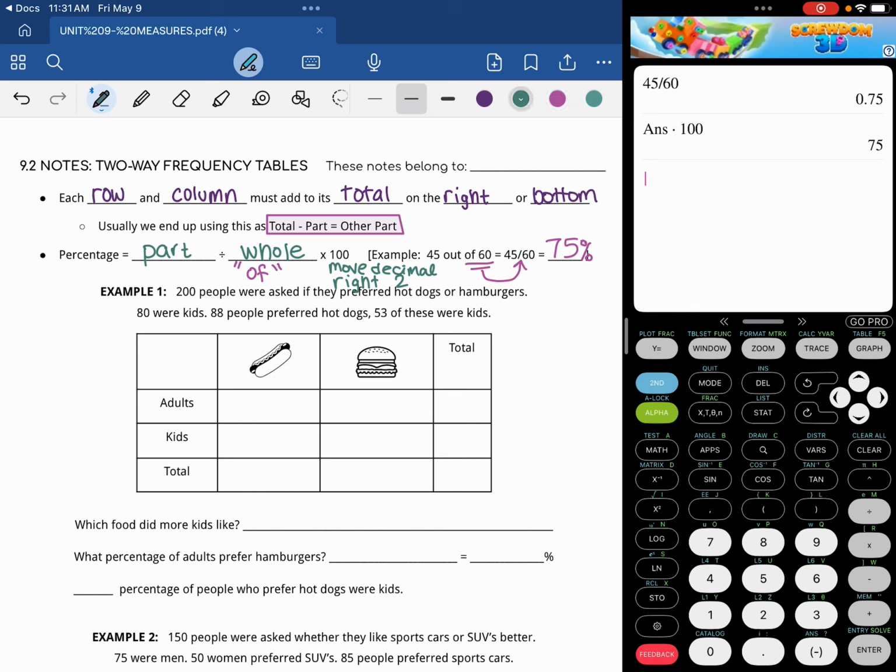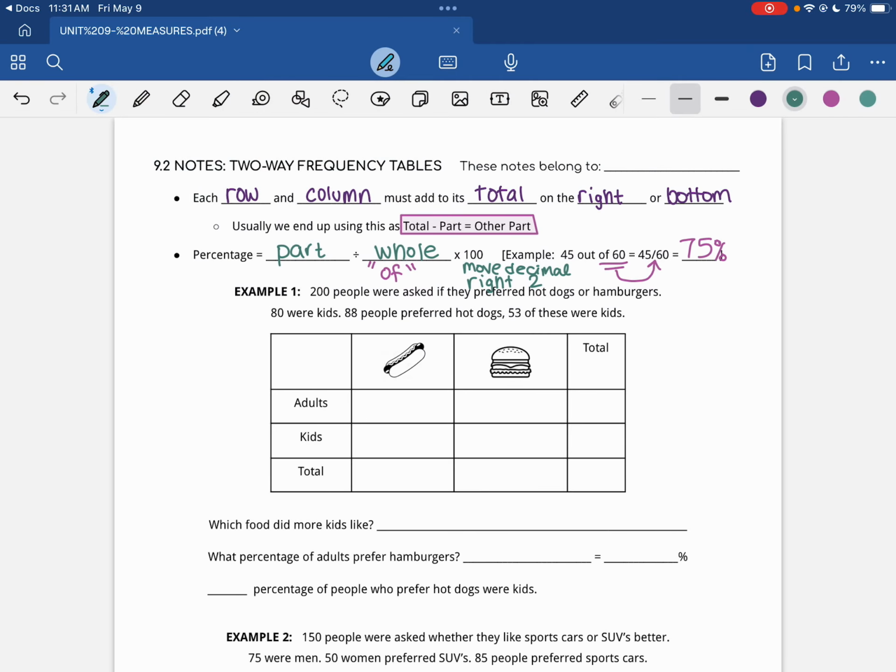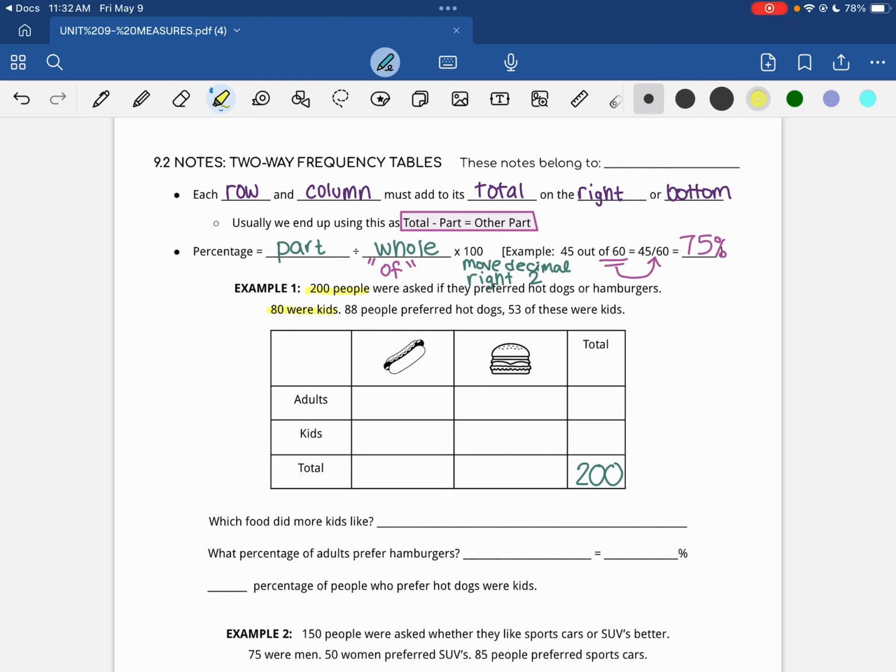Okay, let's practice filling in one of these tables. I'm going to fill it in first, so I'm going to slide the calculator to the side. We'll bring it back in just a second. So example 1 tells us that 200 people were surveyed. It doesn't tell us whether they were adults or kids or hot dogs or hamburgers, so that 200 is our grand total down here at the bottom. Then it says 80 were kids. Doesn't say whether or not they preferred hot dogs or hamburgers, so you're going to go to the kids row all the way to the total and put 80.